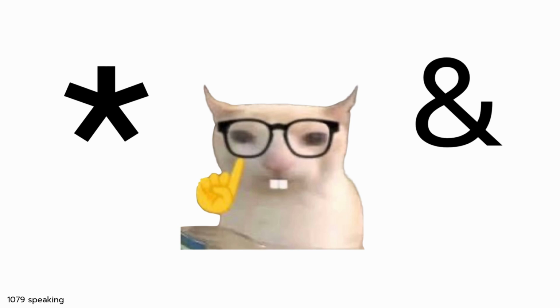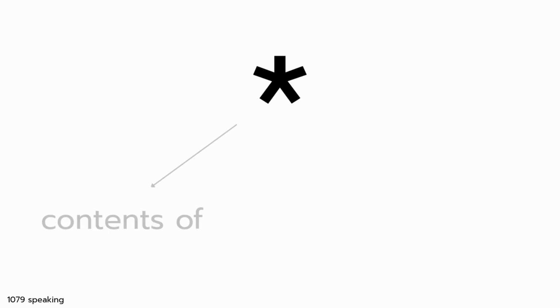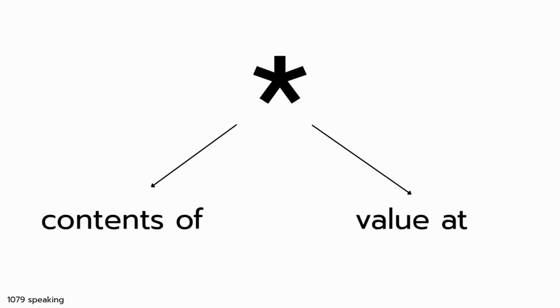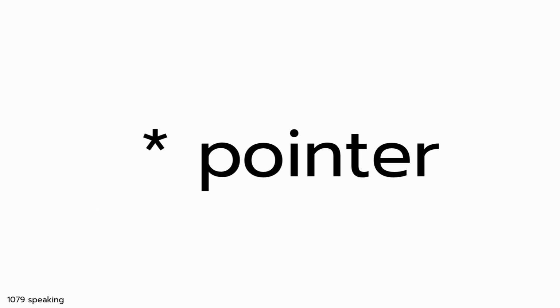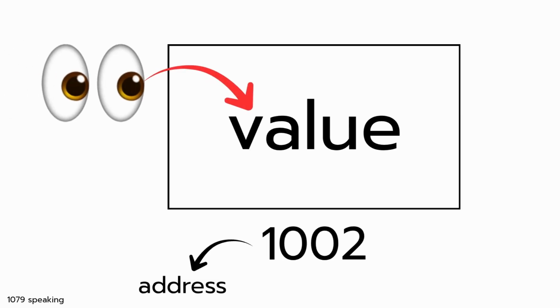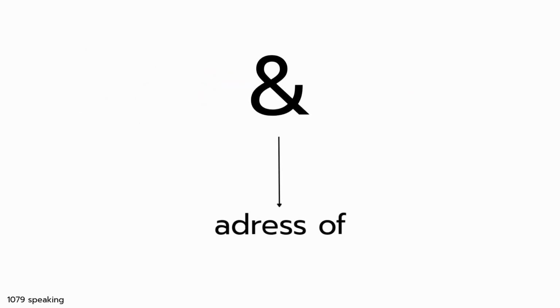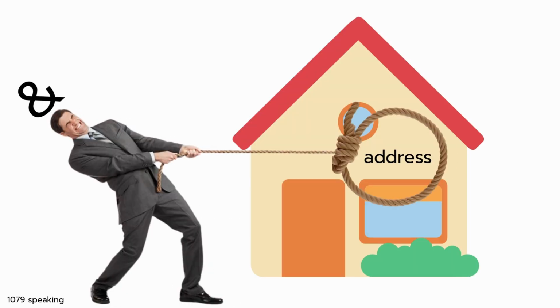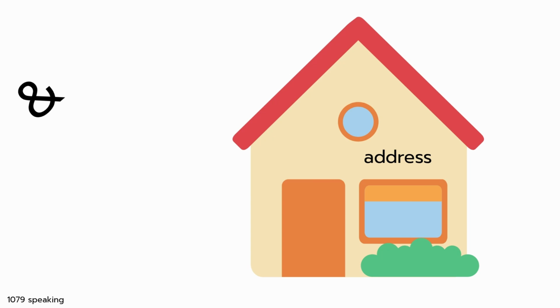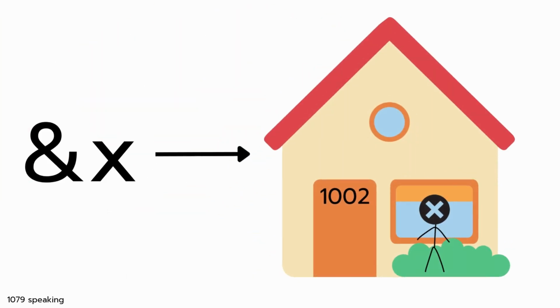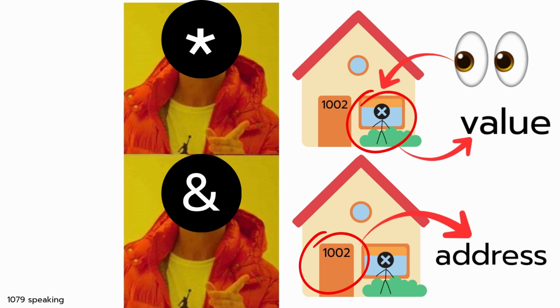Now, let's talk about two very important symbols in C programming, the asterisk and the ampersand. The asterisk symbol means contents of or value at. When we place an asterisk in front of a pointer, it lets us look inside the address that the pointer is holding and see the actual value stored there. The ampersand symbol means address of. It lets us get the memory address of any variable. For example, if we write ampersand x, it means the address of x. So in short, asterisk lets us look into an address, ampersand lets us get an address.